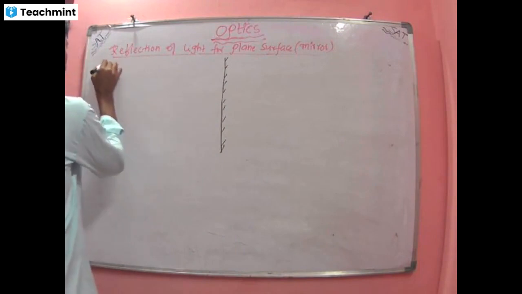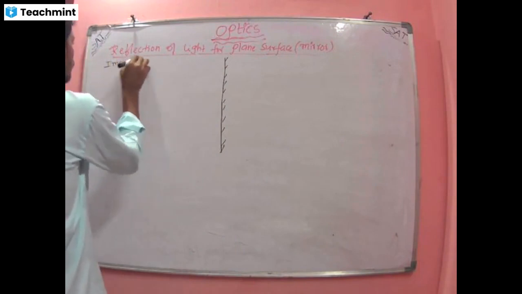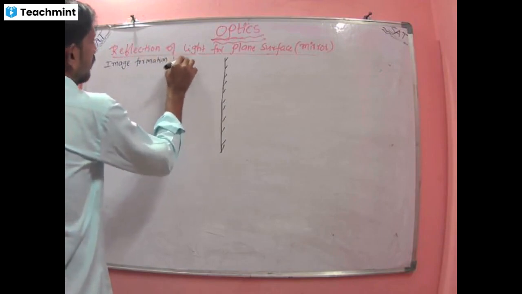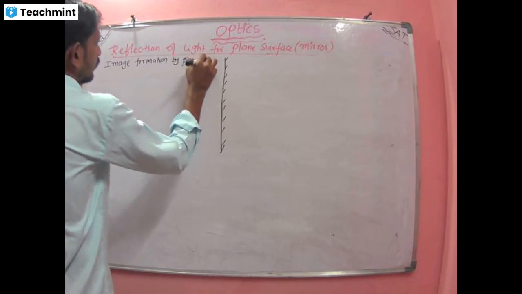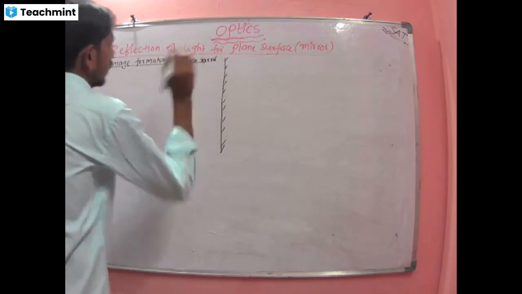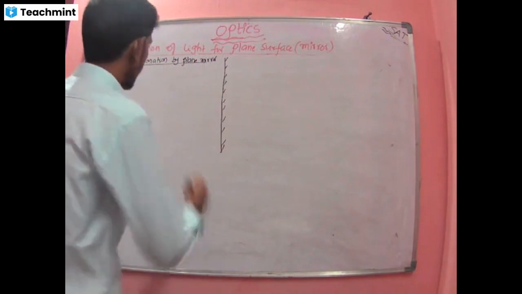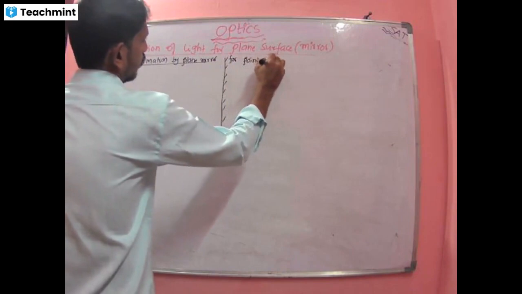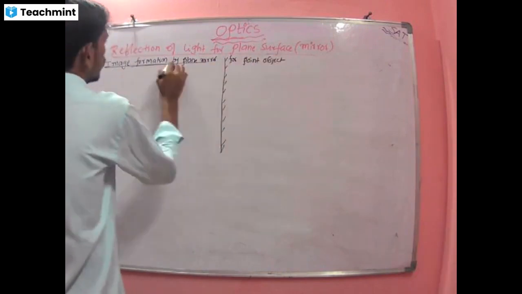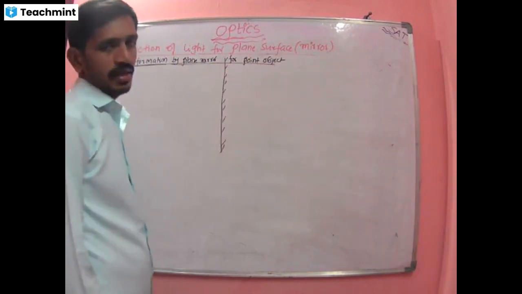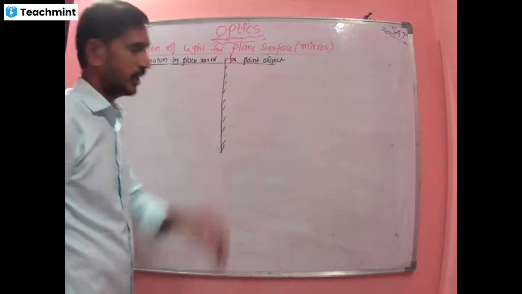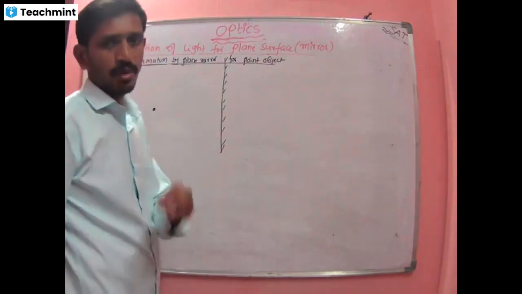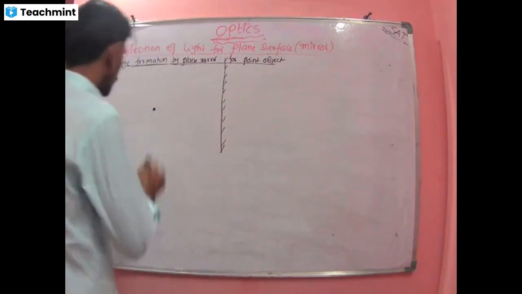Now, image formation by plane mirror. First I can take a point object. So now we are going to see image formation by plane mirror for a point object. This is a point object. Point object means the size of the object is very small.